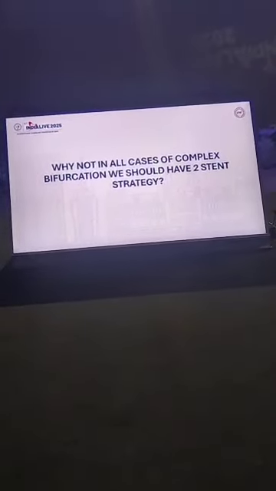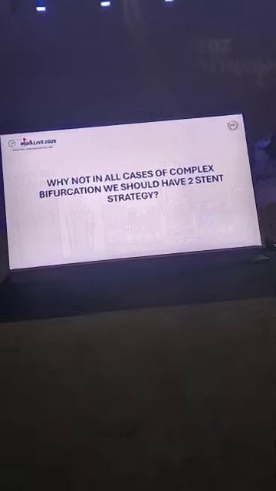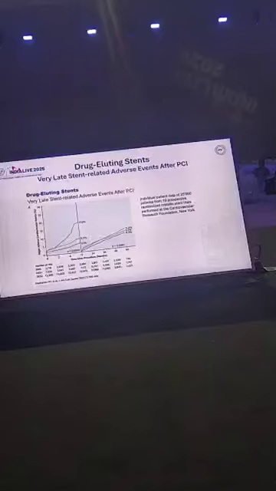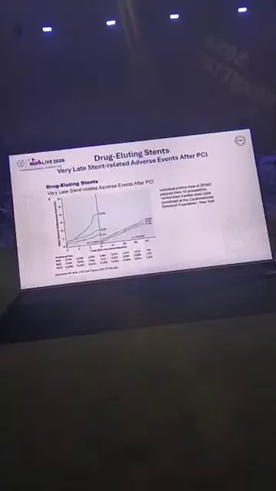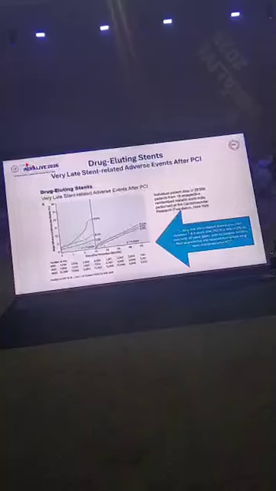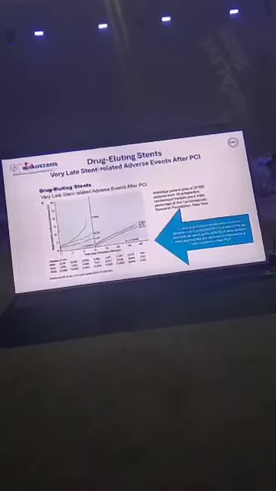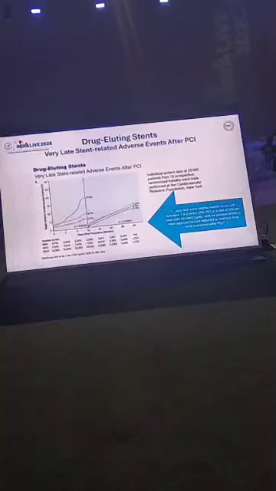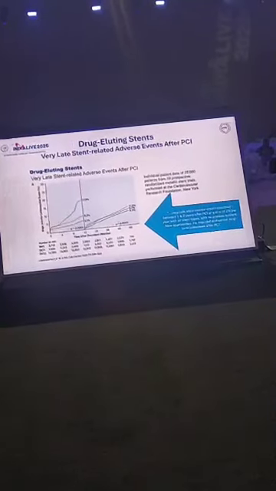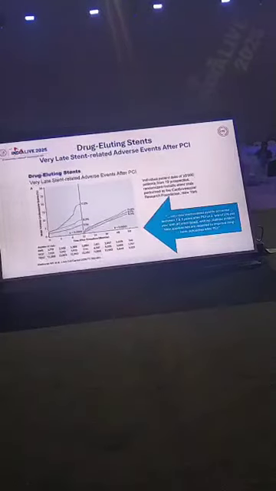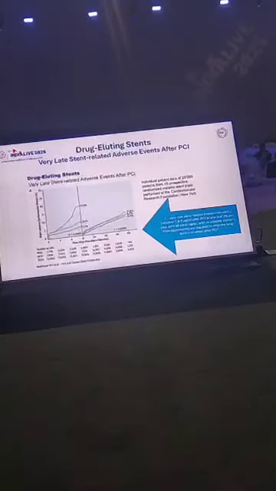So the question is, why not in all cases of complex bifurcation you should have two-stage strategy? Now we can ask, but if you look at the data, even the secondary studies, you see that the technique is neutral. If you have the drug-eluting stent, you can have very accentuated complications, in the tune of 2% per year, and if you add more metal, it will be increasing more.